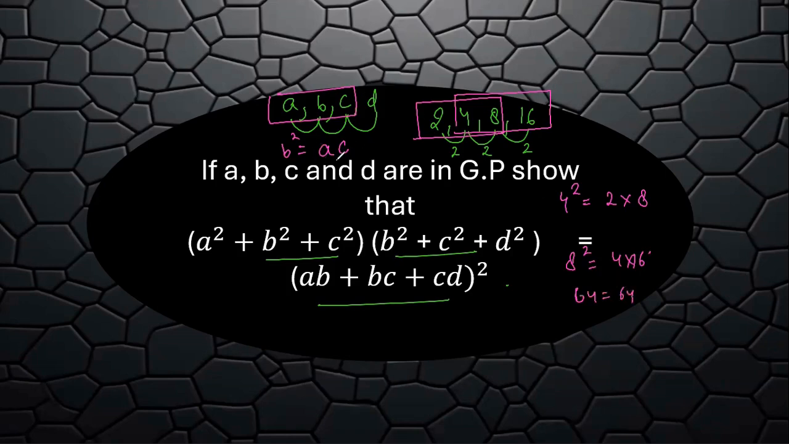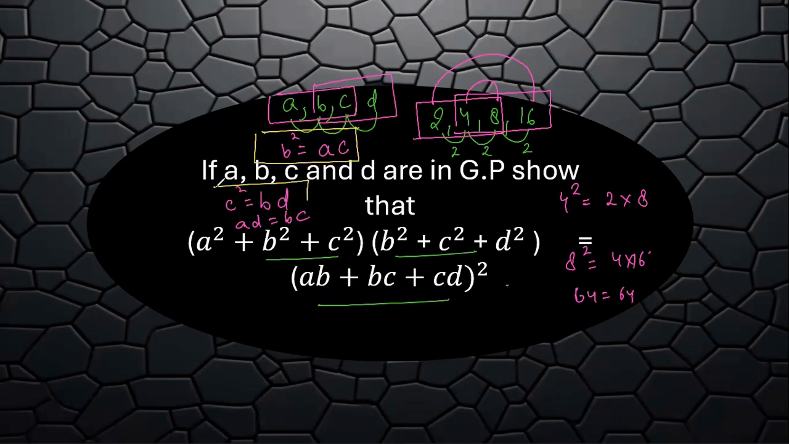So from here I can conclude that C square is equal to BD, right? And the third thing I want to conclude from the four terms is that the product of the extremes, the first and the last, multiplied, is equal to the product of the middle two. It means from here I can conclude that AD is equal to BC.